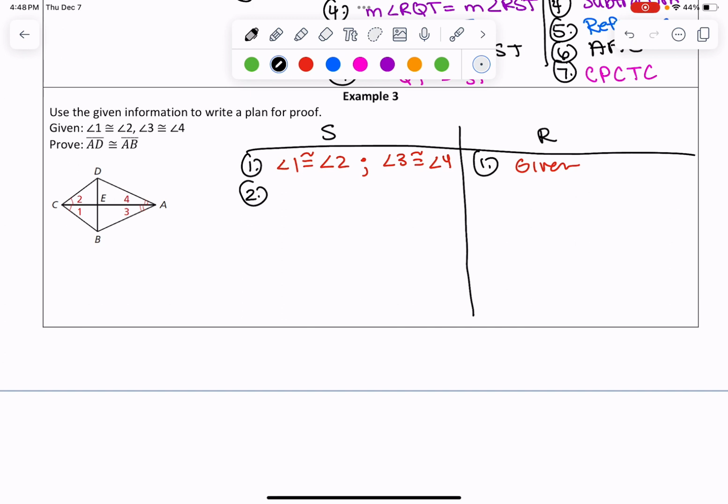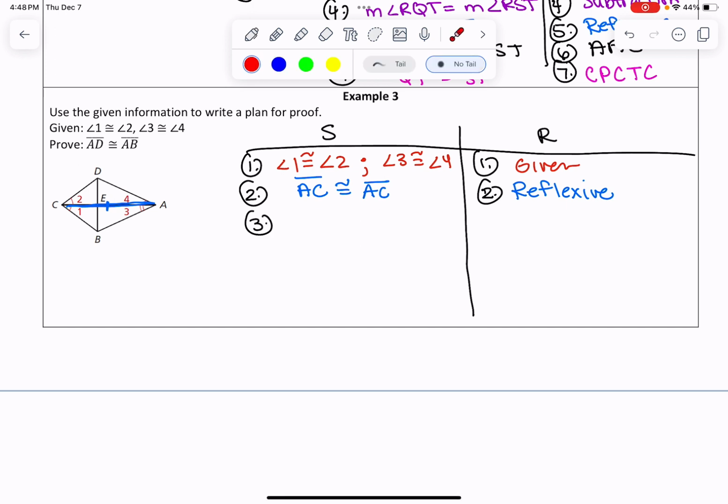Well, we have two sets of angles, and if I take a look at the two big triangles, they share this middle side AC. So I'm going to go ahead and say that AC is congruent to itself, AC, and that's the reflexive property. And now I can prove the two big triangles are equal to each other. So I can prove that this top triangle, ADC, is equal to ABC. So I don't even need anything about this middle line in here, just kind of a little distractor.